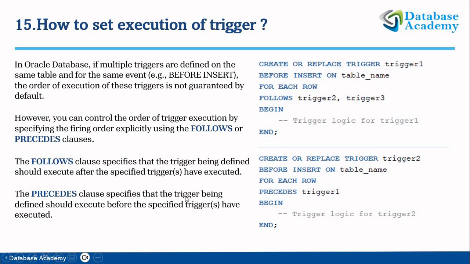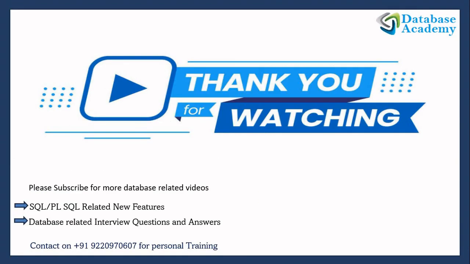The PRECEDES clause specifies that the trigger being defined should execute before the specified trigger has executed. So here we have created trigger 2, but before trigger 2 executes, trigger 1 will execute. That's how we can use the FOLLOWS or PRECEDES keyword to set the sequence of triggers. So that's the end of this video.